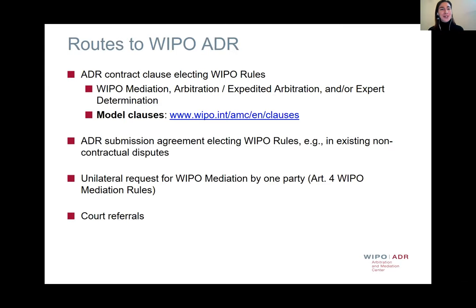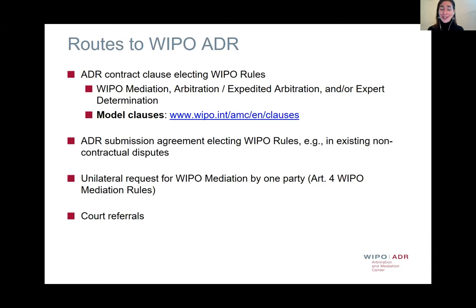I don't want to spend too much time on clauses because I'd rather give you some practical examples of some of the cases that we've seen. But just to mention that we do have model clauses. And for mediation in particular, we also have the possibility for one party to request the mediation unilaterally.